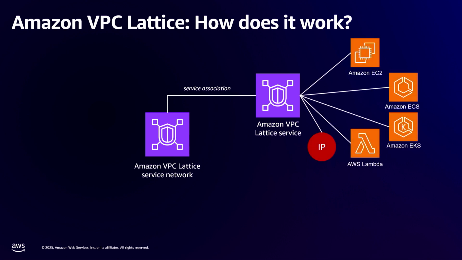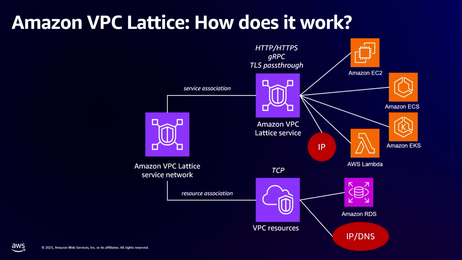And this unit of compute can be either EC2, EKS, ECS, or containers, Lambda, IP targets. So we have all the different kinds of compute that we can have. Also, the communication can be through HTTP, HTTPS, gRPC, TLS pass-through. We have different options. When it comes to not only accessing through HTTP or HTTPS to the units of compute, we also have TCP communications. In this case, it's through resource associations, and the end targets can be either a direct integration with RDS, for example, for databases, but we also can have any kind of IP or DNS on the other side.